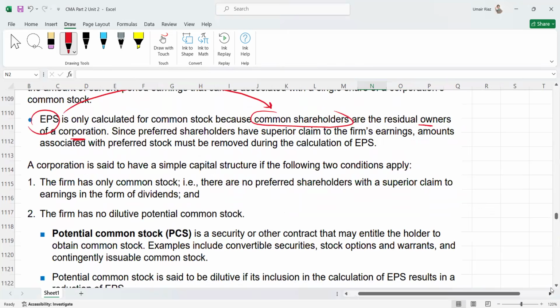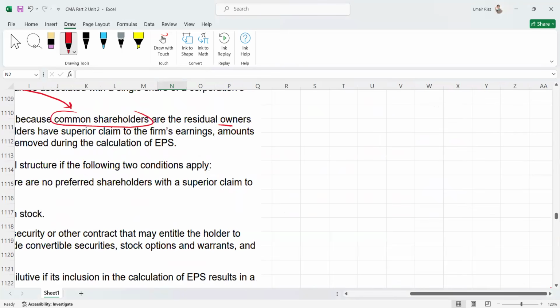Now please remember, we'll see the calculation, but here I'm just going to explain two things first. Usually a company may have one of two types of capital structure. I'm talking about capital structure. Sometimes companies have a simple capital structure, and I'll explain what that is. If a company has a simple capital structure, only basic earnings per share is required. Only one basic EPS calculation is required.